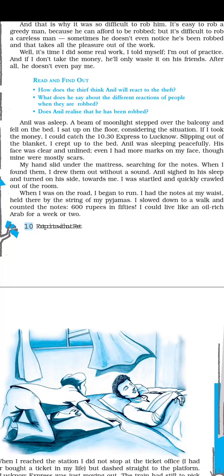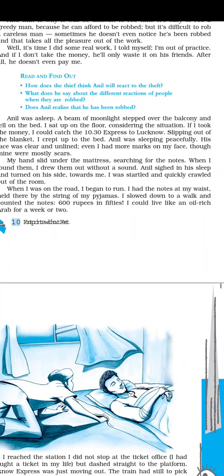Then he thought, if I took the money, that money means the money that has been received by Anil, okay, after selling the book to one publisher. So that money, okay, and he was planning to steal that money from Anil. So he thought, if I took the money, I could catch the 10:30 express to Lucknow, means one express train that will go to Lucknow, and that is at 10:30.